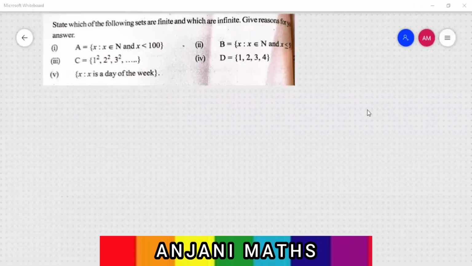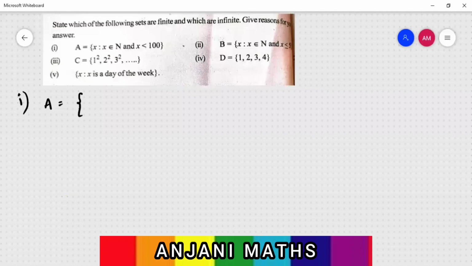Let us move to the second problem. State which of the following sets are finite and which are infinite. Give reasons for your answer. Let us take the first one. What is the first set? A is equal to x such that x belongs to N and x is less than 100.